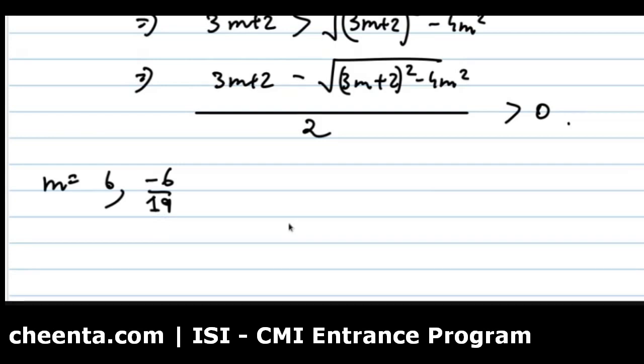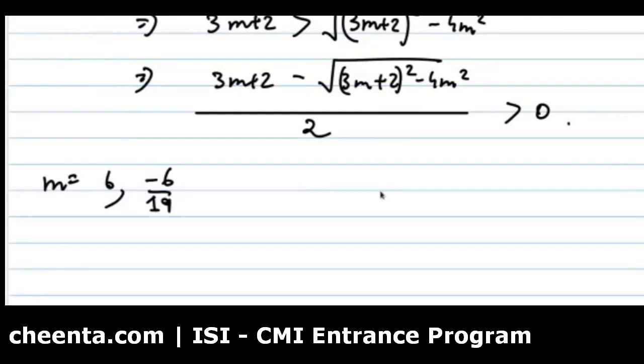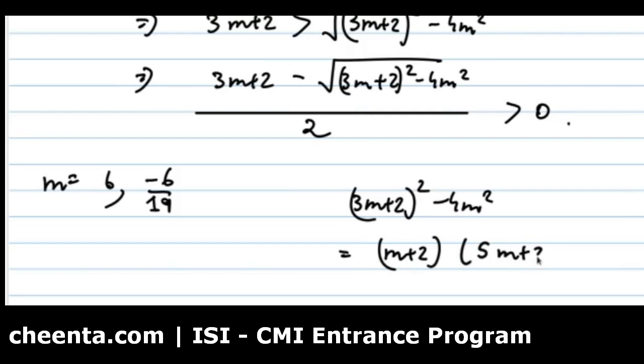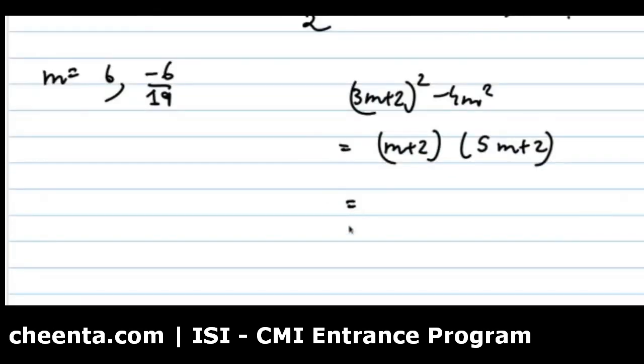So two things we have to check. First, we have to check that the discriminant is positive for both these values. So what is the discriminant? It's 3m plus 2 whole squared minus 4m squared, which becomes m plus 2 times 5m plus 2. So for 6, it is pretty trivial. And for minus 6 by 19, this becomes greater than 0.